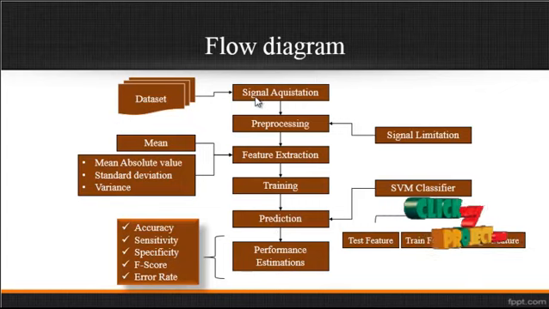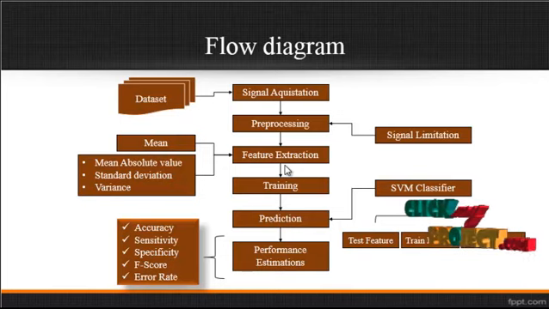The first stage is signal acquisition. At first, the signal is taken from the dataset. The dataset consists of various signals having various types of hand gestures. Then we go to the second step, pre-processing. One of the pre-processing steps is signal limitation. That is, the length of the signal is limited to improve the speed of the process as well as to reduce the memory usage.